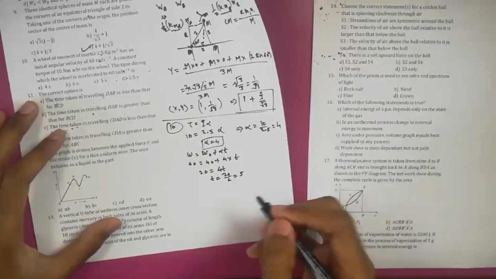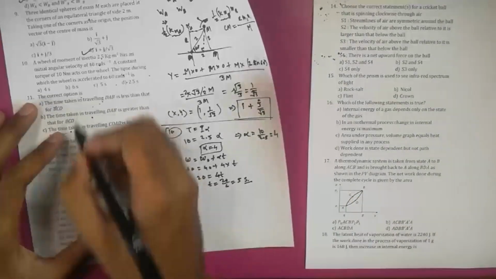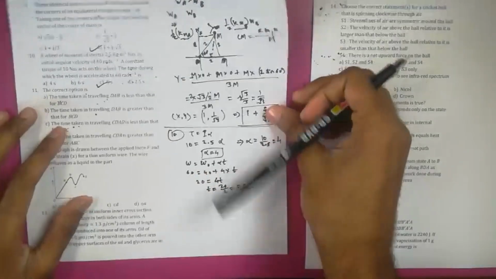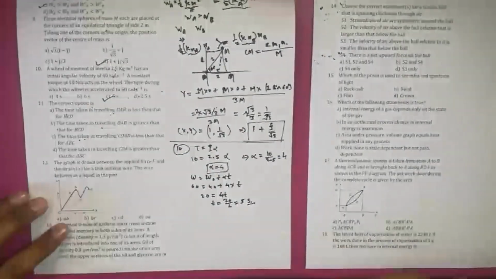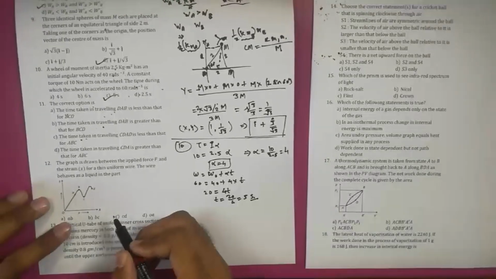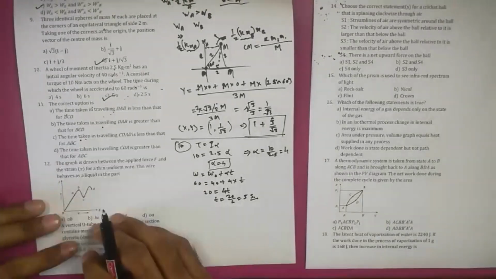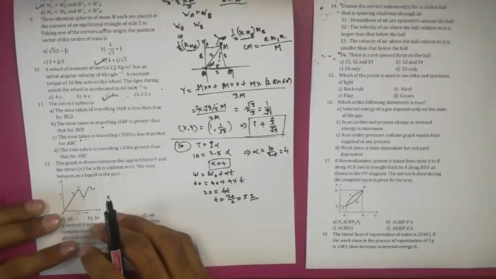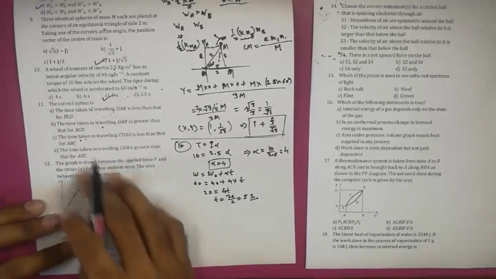Okay. Next question. The correct option is, okay, ignore this question. The question is not complete, so you can ignore this part.